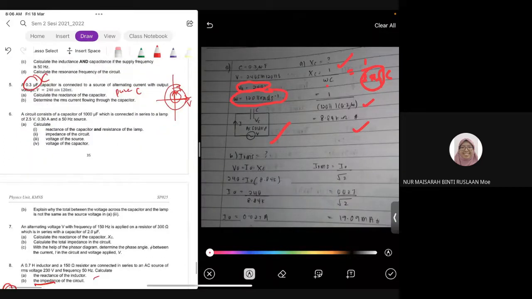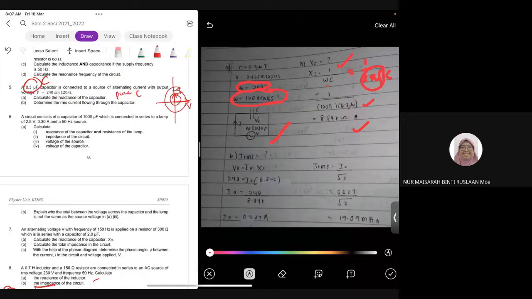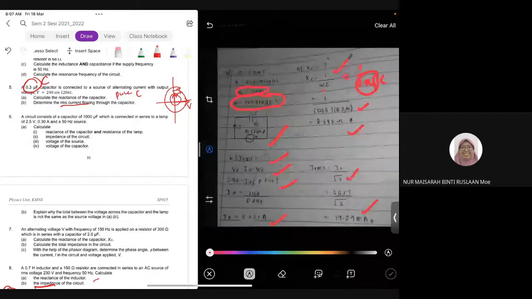Alright, soalan number B. Determine the IRMS through the capacitor. So we want to find IRMS. Apa kawan you buat? Dia guna formula V0 sama dengan I0 XC. Dia faham. V0 adalah 240, I0 nak cari, XC is already you find. After you find the I0, you use IRMS equals to I0 over square root 2. So you masuk dalam ni, you get the answer 19.09 milliampere.